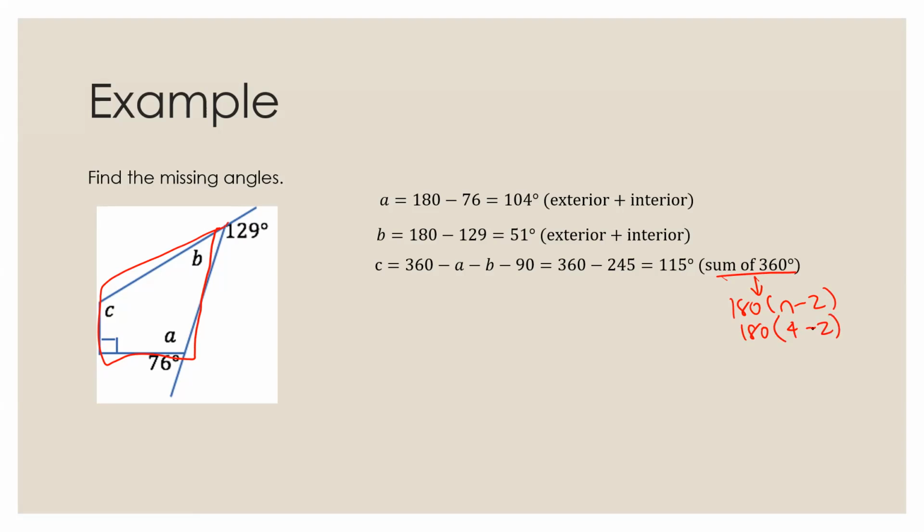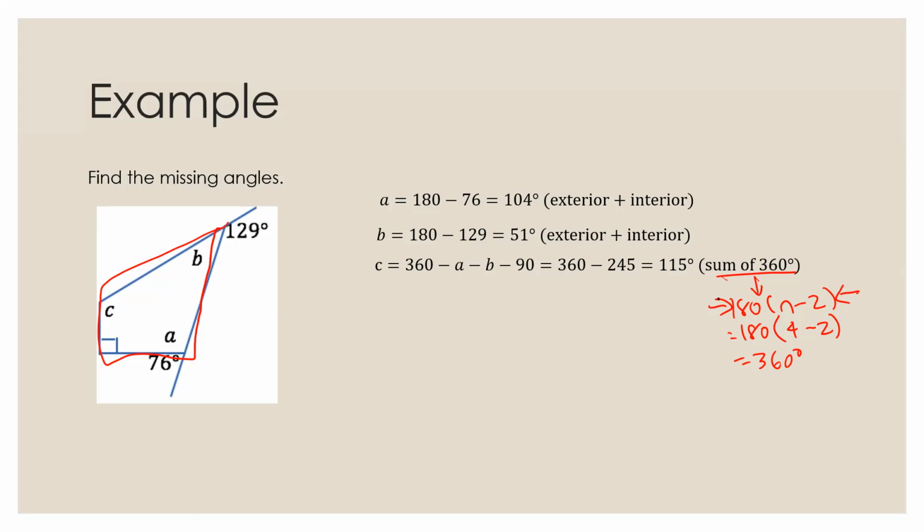So we're going to take 4 minus 2, and we know that 4 minus 2 is 2. So 180 times 2 is 360 degrees. So that's how I know that the sum of angles of a quadrilateral, any four-sided shape, is 360 degrees. And keep in mind that this formula works for any polygon. This isn't a special formula just for regular polygons. It works for any polygon.